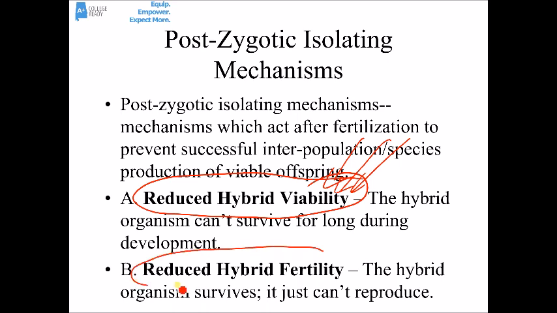There's also reduced hybrid fertility. The mule would be a good example of this. Horses and donkeys, different species, but they can mate. But their babies, the mule, is sterile. So a mule itself is not really a species because it can't reproduce itself.